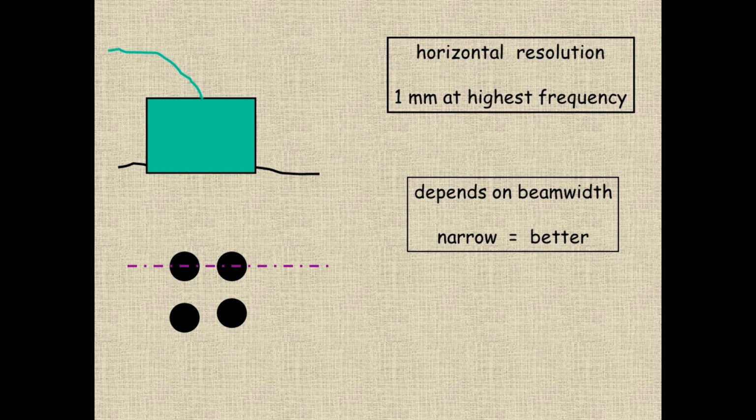Horizontal resolution at the highest frequencies is in the order of 1 millimeter, so it is less accurate than axial resolution. And it depends on the beam width being emitted by the ultrasonic probe, where the narrower the beam width, the better is the horizontal resolution.